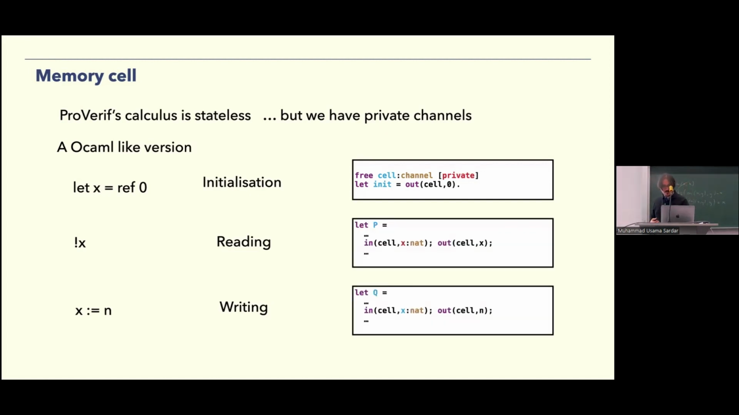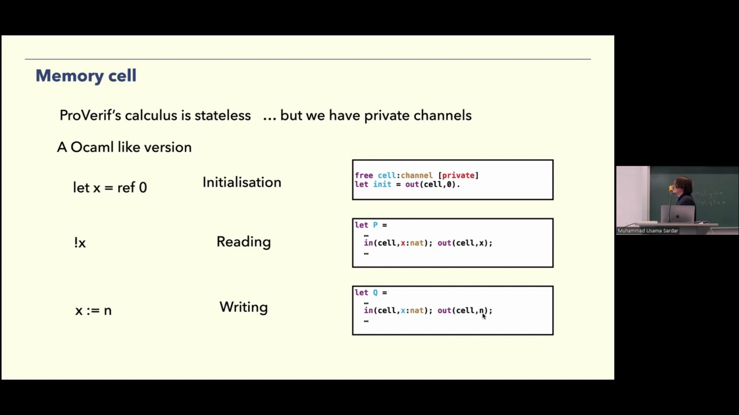So the initialization is basically outputting on the cell the initial value. Reading will be: you read on the cell and you just output right after exactly the value, basically read and write back. And writing is that you basically read on your channel and then output the new value. So why does this model state like a cell?